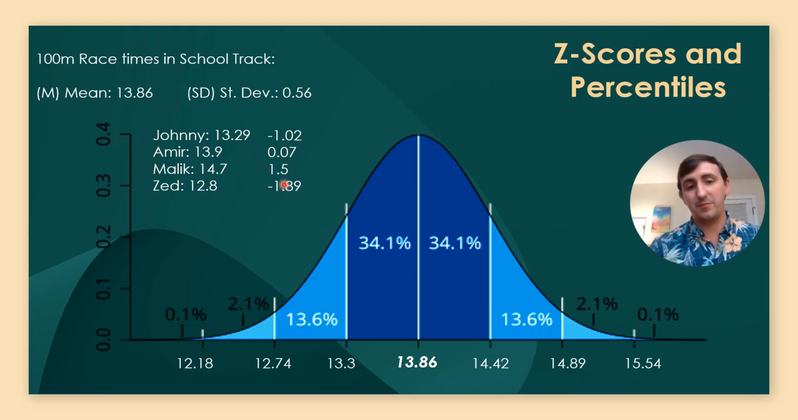1.5 away from the mean. That means he's 1 standard deviation and another half of a standard deviation away. He's 1 and another half standard deviations away from the mean. That's a lot. So he is changing the scores for sure.